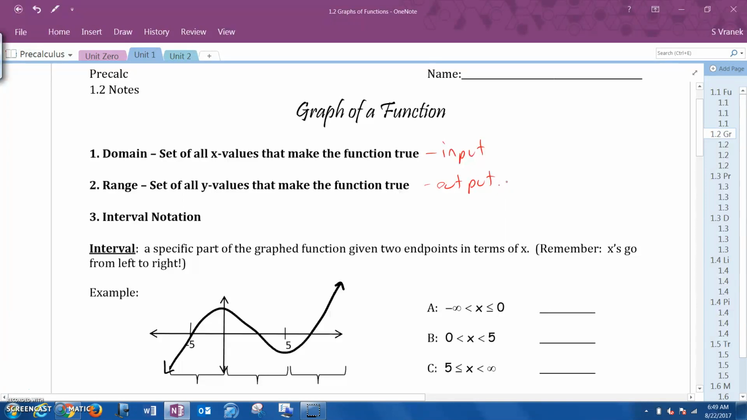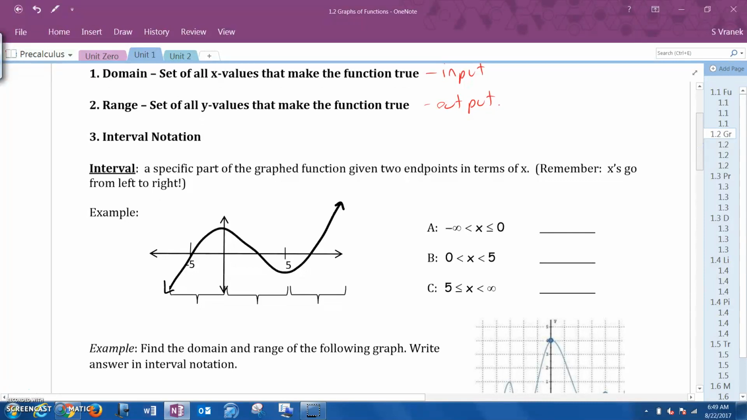Interval notation. Okay, so interval notation, we're going to just look down here at this example. I'm going to call this interval A, this interval B, and this interval C. When you're doing interval notation, we're looking at only the x values, okay?